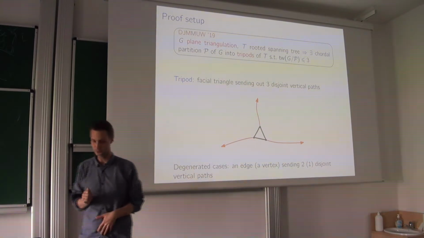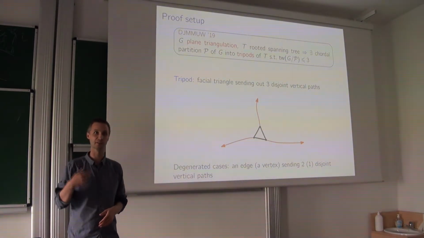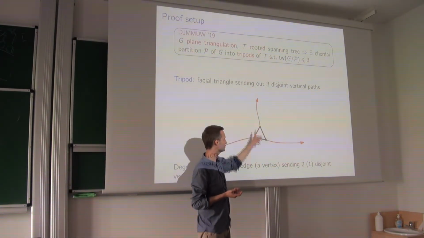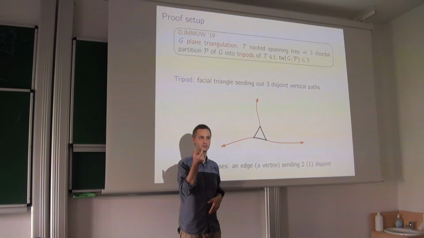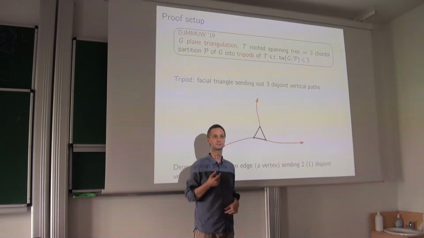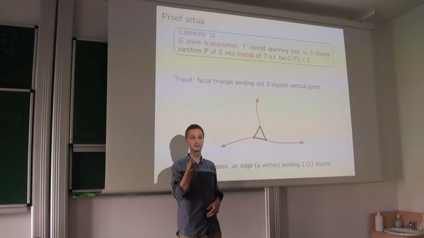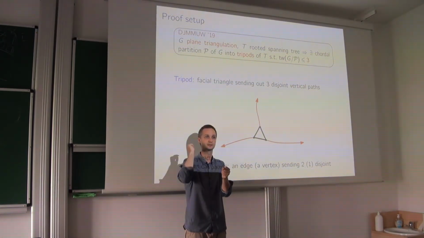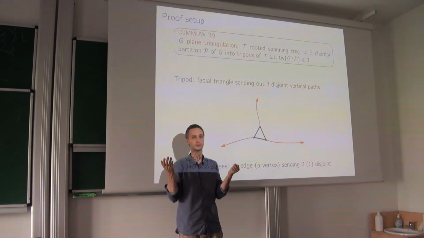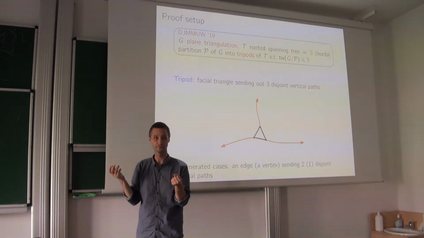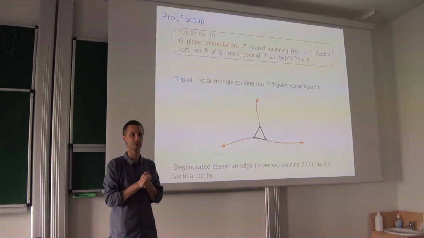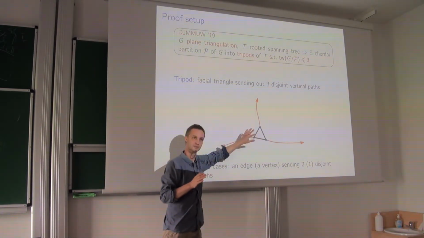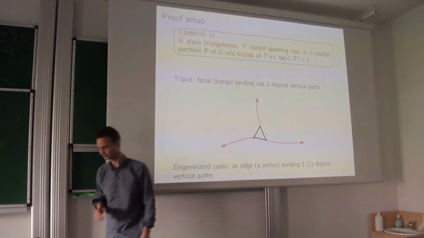To be fully precise, I need to mention that there are some degenerate notions of it. Instead of starting with a Fischer triangle, you might want to start just with an edge. So the base would be just an edge, and in this case you would have two branches. An even more degenerated case, you start with a single vertex, and then you only have one branch. We are also going to call them tripods. But these are just degenerated cases. For the purpose of understanding the proof, just think of tripods as being this.